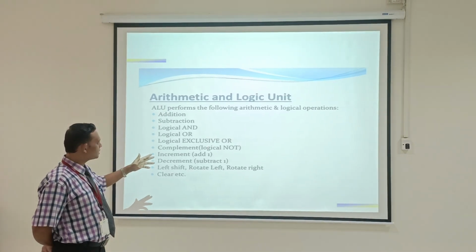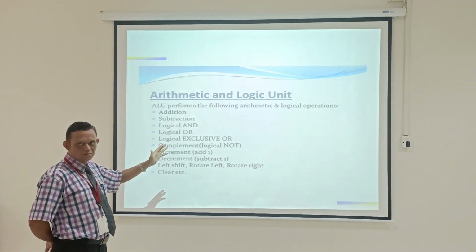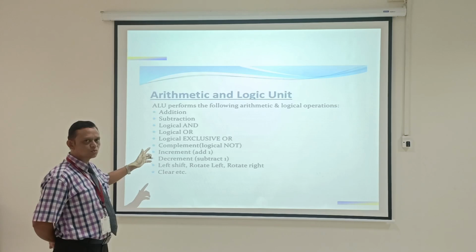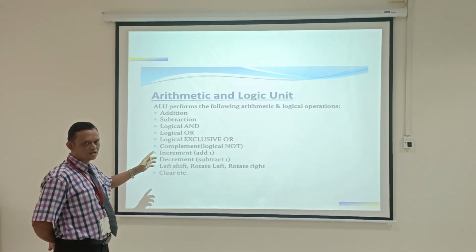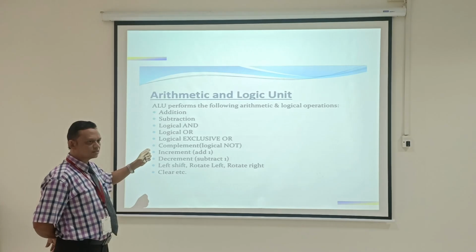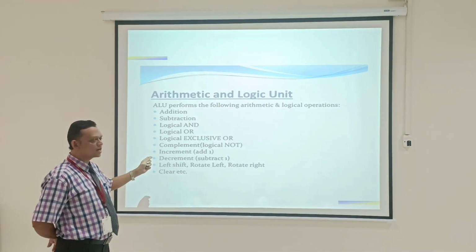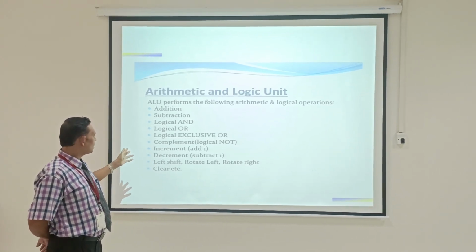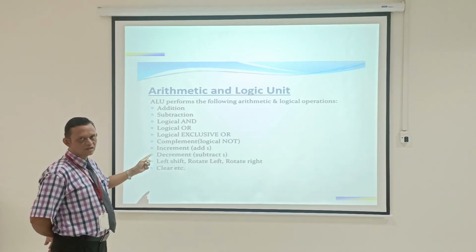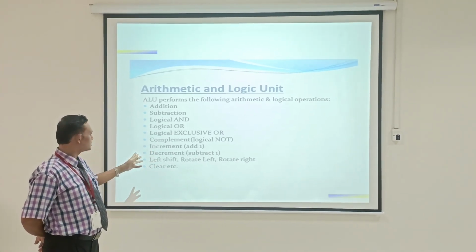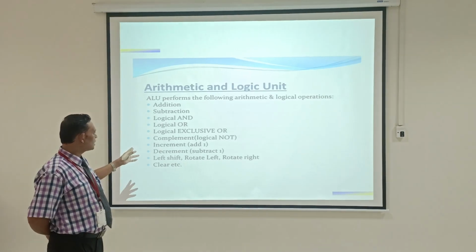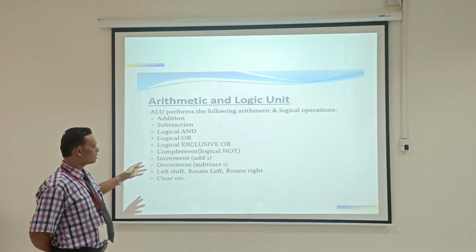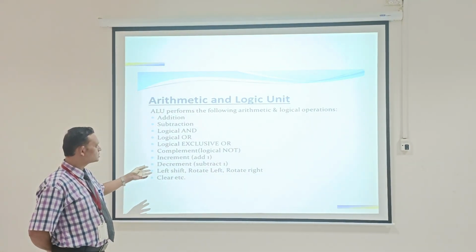AND is the general word you could see in the dictionary in common English, but here we are talking about a logical AND. Logical AND is the multiplication done in terms of binary bits, and logical OR is addition, binary logical addition. Then the next one is logical exclusive OR, which is the derived function of AND and OR. Another one is complement, logical NOT.